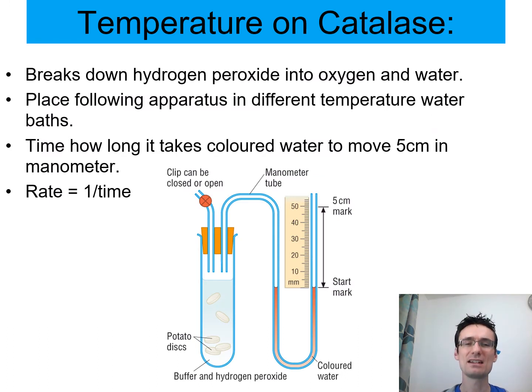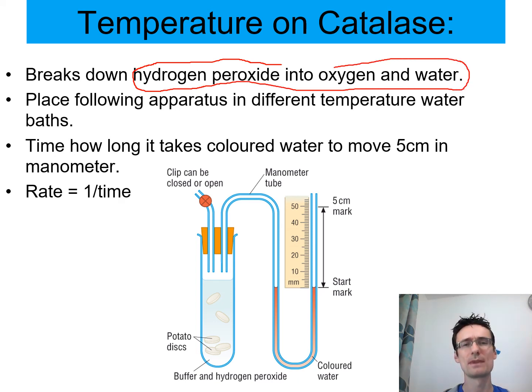Now you can investigate this sort of experiment, just to introduce one. You could look at catalase, the enzyme I've been using as an example, and you need to know that it breaks down hydrogen peroxide into oxygen and water. Catalase is in your liver, so it likes 37 degrees like the rest of our body. What you could do is place the following apparatus in water baths at different temperatures. We've got potato discs in here, because whilst it's made in our liver, it's also present in potatoes and other plant materials, because plants also produce hydrogen peroxide as a waste product that needs to be broken down.